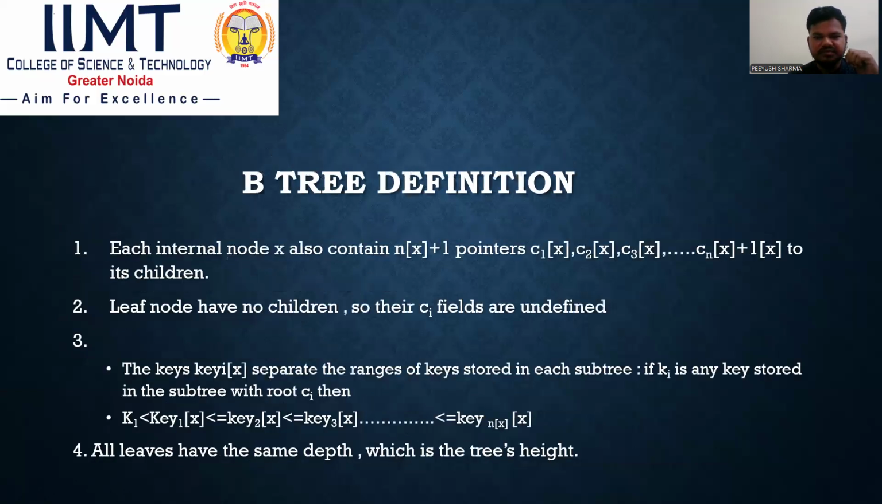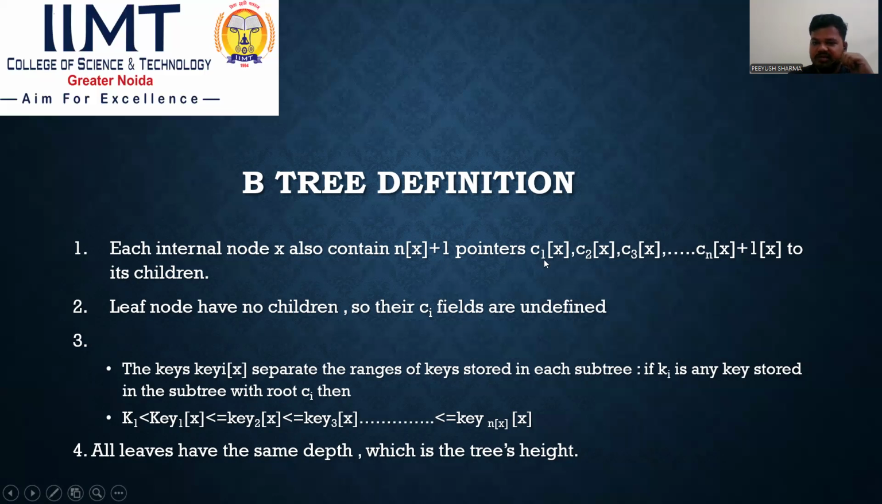Now, B-tree definition. What is the definition of B-tree? So we already know that a B-tree is a balanced search tree. So what is the first property of the definition? Each internal node x contains nx plus 1 pointers, right?